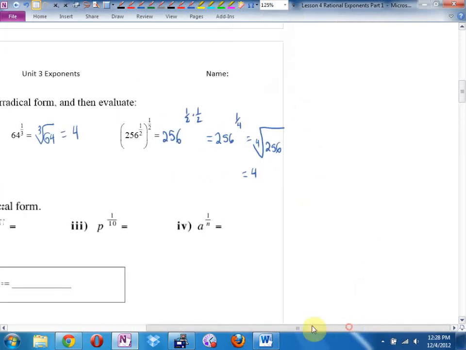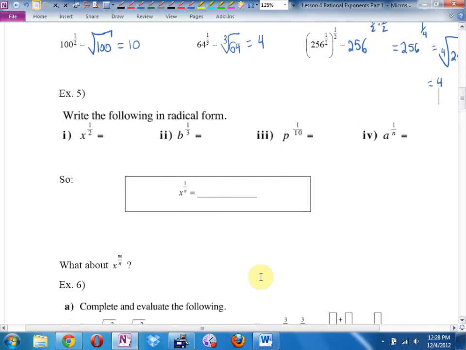Let's do a couple more. Let's do some algebraic ones. Write the following in radical form. X to the 1/2 is the same as, if I wanted to write that as a radical with a root symbol, what root? Square root. How would I write b to the 1/3 as a radical? Cube root of b.